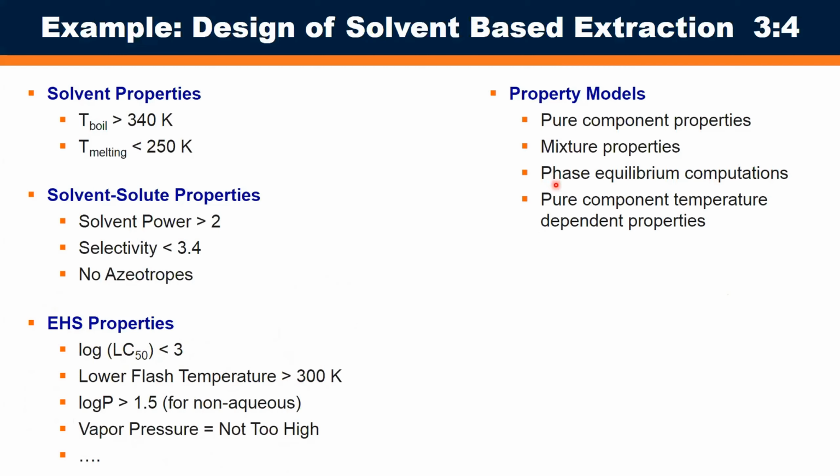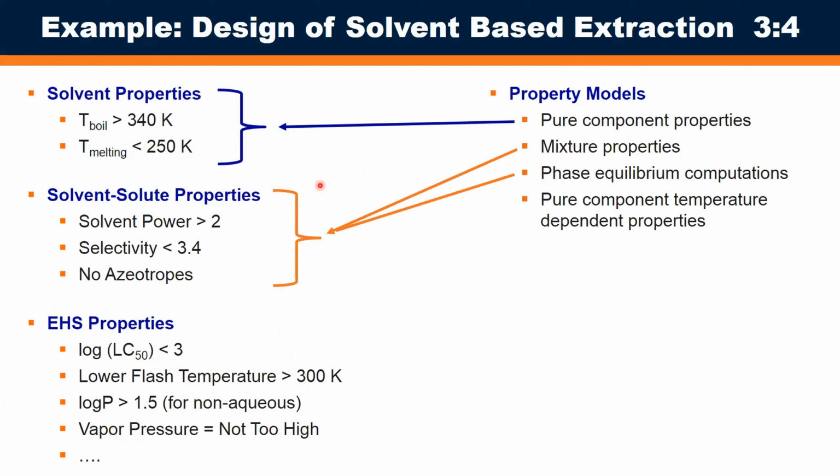These all require different property models. The solvent properties are typically pure component properties if it's a single solvent. Then you have mixture properties and phase equilibrium calculations to handle the solvent and solute. We don't want any azeotropes like we talked about, so these need to be calculated and verified. And then you have some properties that are temperature dependent, and those are down here at the bottom.